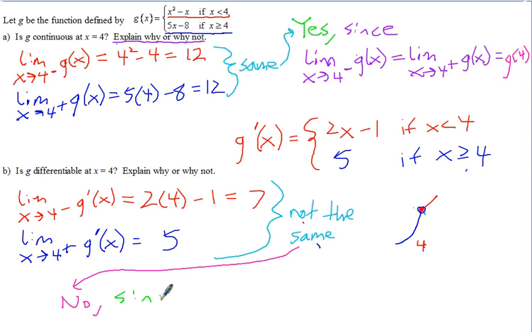Since the limit as x approaches 4 from the left of g prime of x does not equal the limit as x approaches 4 from the right of g prime of x.